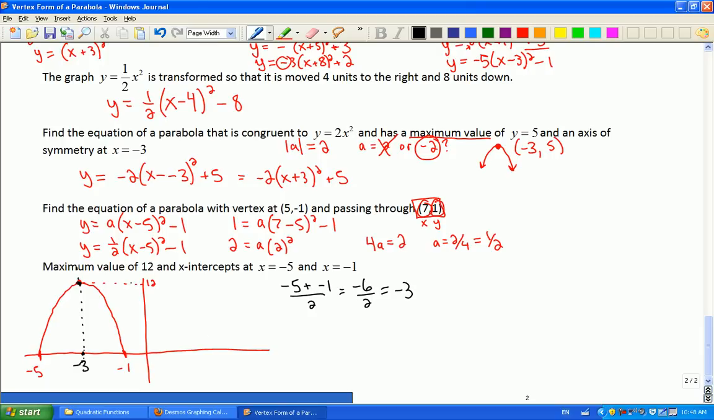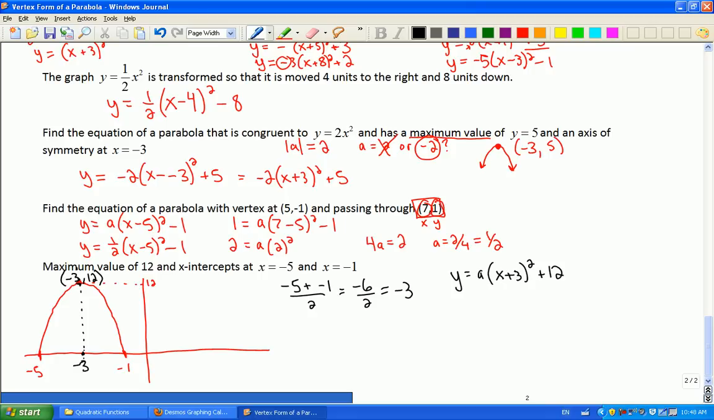And if I know this is 12, now actually I know what the vertex is. It's (-3, 12). So all that's left is for me to figure out, if that's where I have the vertex, what's the value of a? So this is what I have right now: y equals a times (x + 3)² + 12. By looking at the picture, I know a has to be negative because it's pointing down.